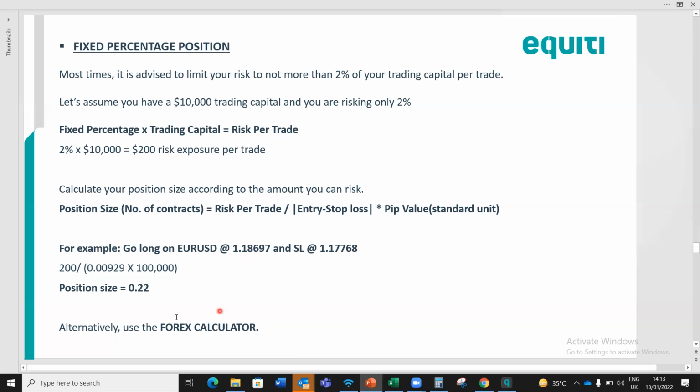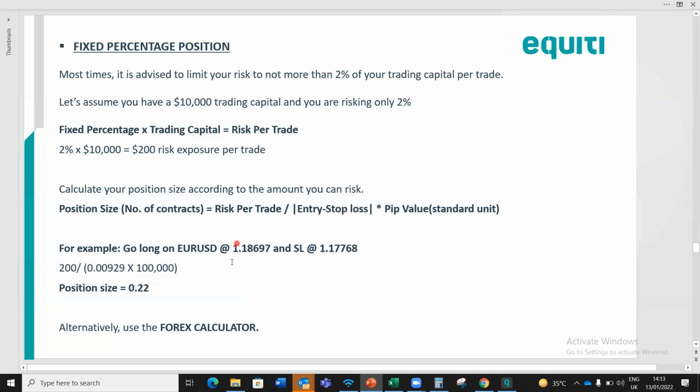Now, beautiful. If we want to calculate our position size, what is a lot size we should trade with, such that if the market goes against us and gets to our stop loss, we will not risk more than the $200? What do we do? We've known that we want to risk the $200 per trade. We get our $200 divided by our entry minus our stop loss.